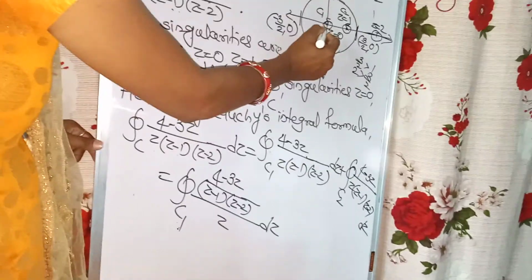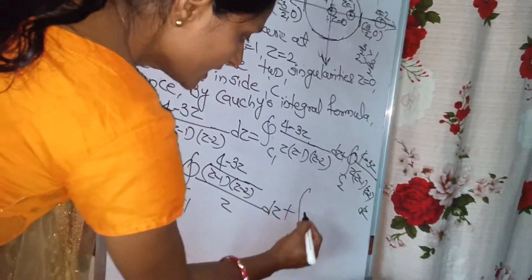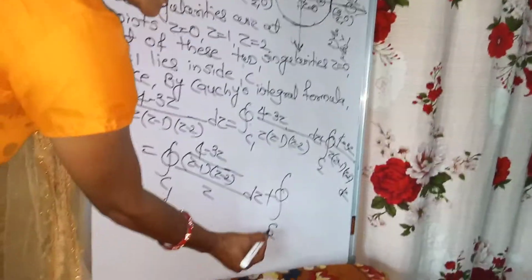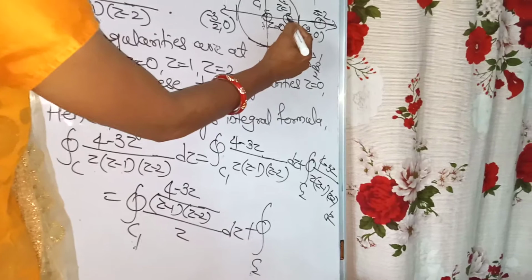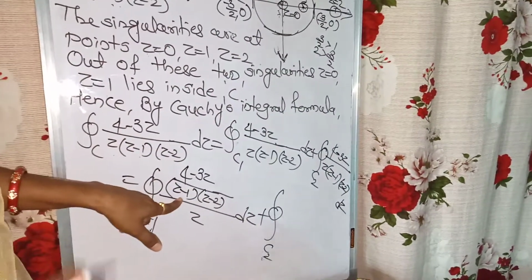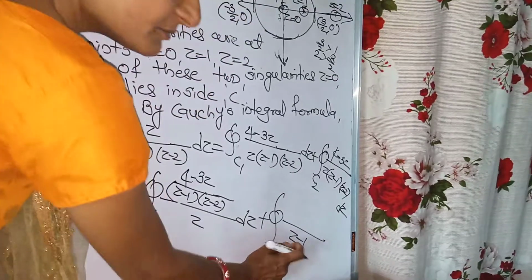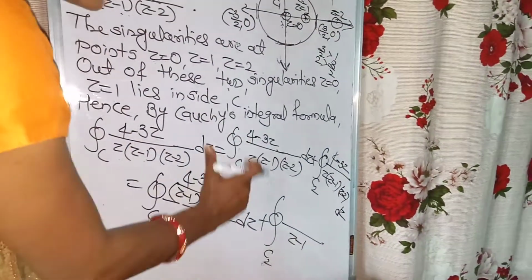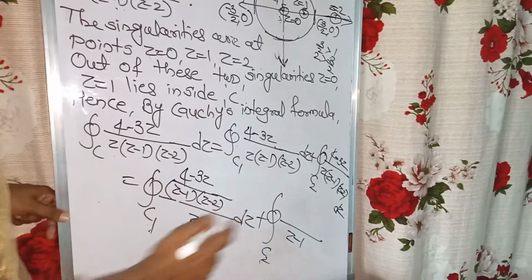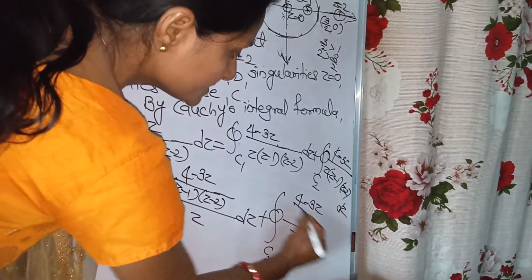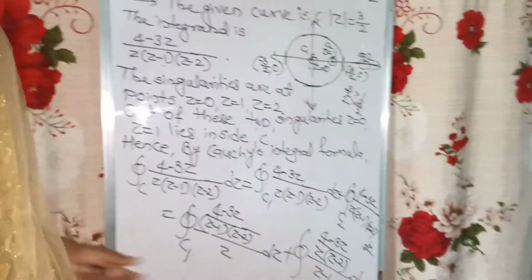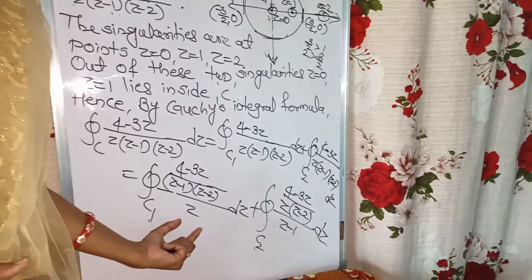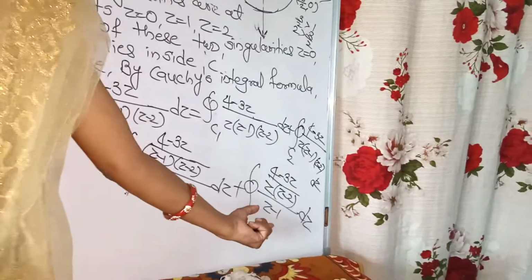This is for the curve C1. In the same manner I will write for the curve C2. We know that C2 is the curve. What is the center point of the curve C2? We are considering the center point of the curve C2 as z equal to 1. So except z minus 1, which will be in the denominator, the rest of the values in the integrand I will put in the numerator. Hence these values will be (4 minus 3z) by z into (z minus 2), dz. Now I will use Cauchy's integral formula separately for this curve C1 as well as curve C2. Observe it.